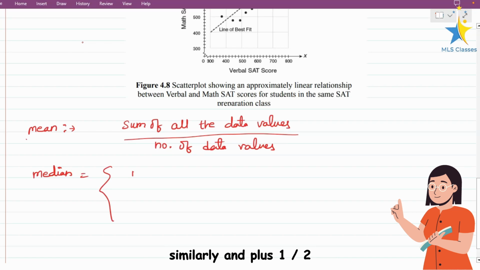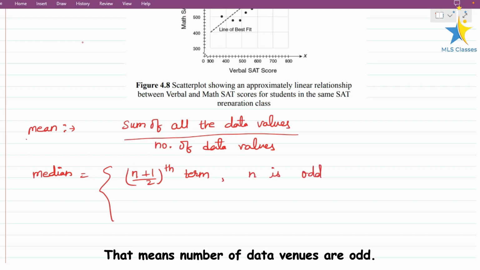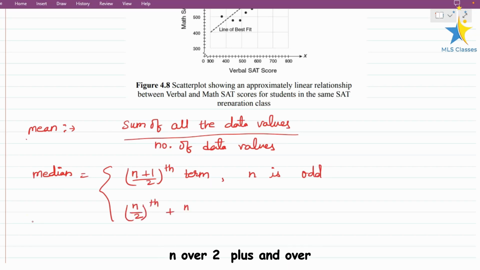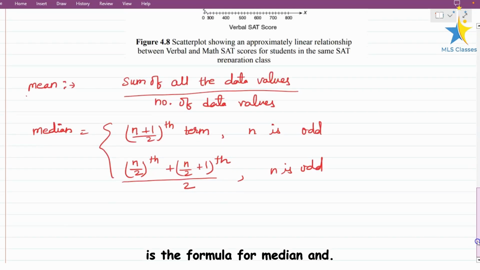One, it will be simply n plus 1 over 2th term. After arranging all the data values in increasing or decreasing order, the n plus 1 over 2th term will be the median if n is odd. That means the number of data values is odd. Or it will be the mean of the n over 2th term and the n over 2 plus 1th term, that means the mean of two middle values in case n is even. So this is the formula for median.